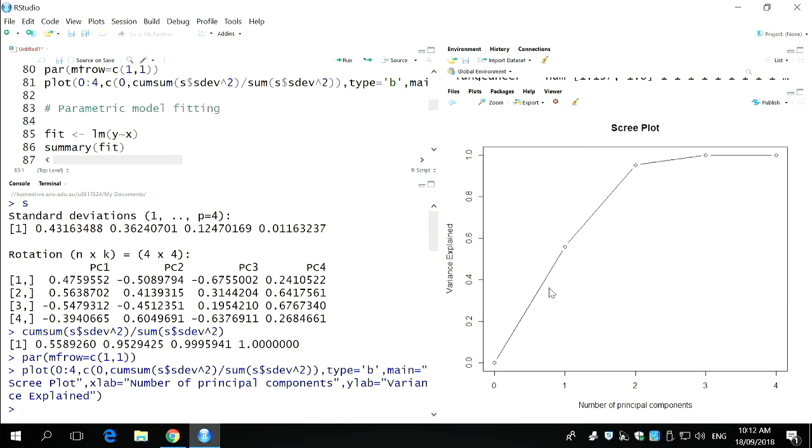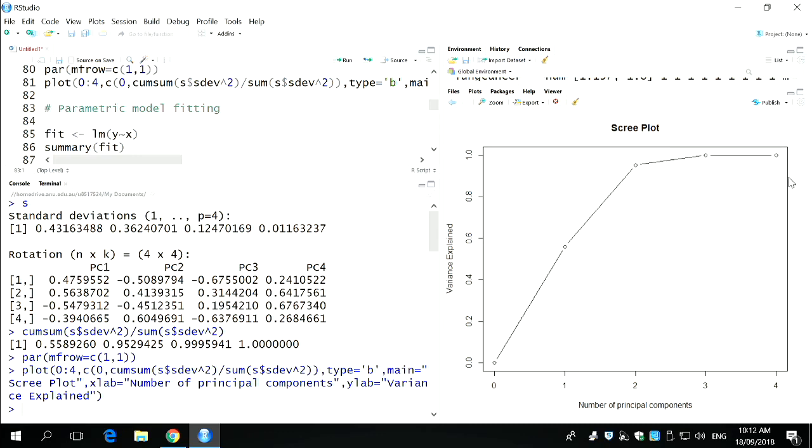Start with 0. You've got 0 directions, then you've got no variation, right? So you start at 0. With one principal component, you've got 56%. With 2, you've got 95%. With 3, 99.95%. And with 4, you get to 1. So how do you use this plot?